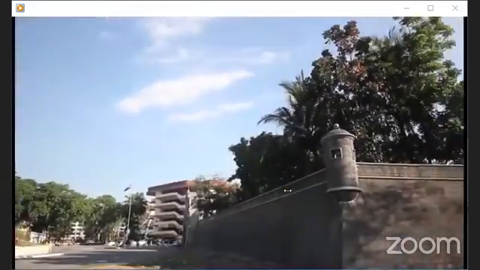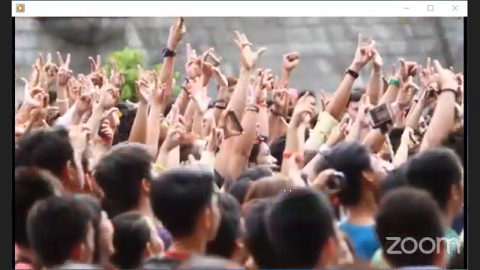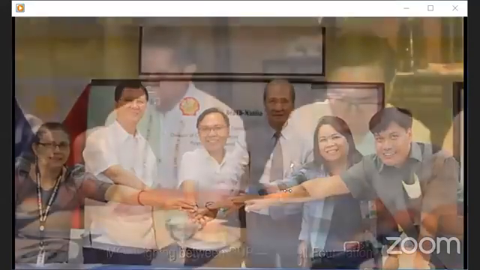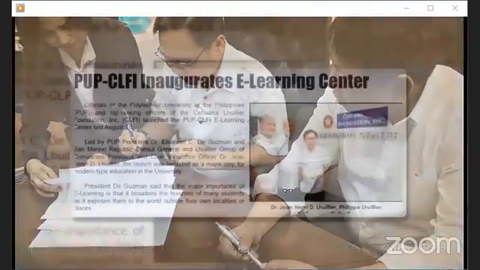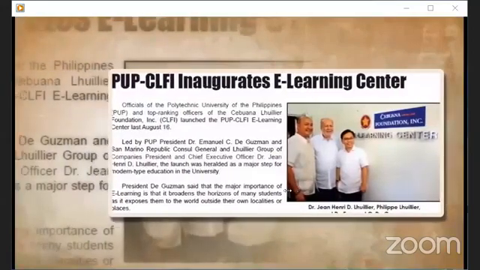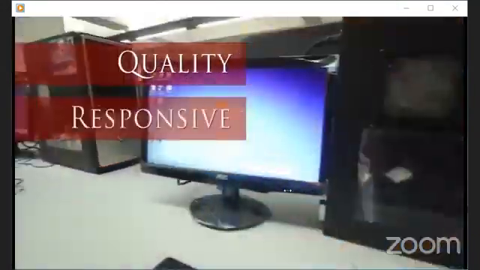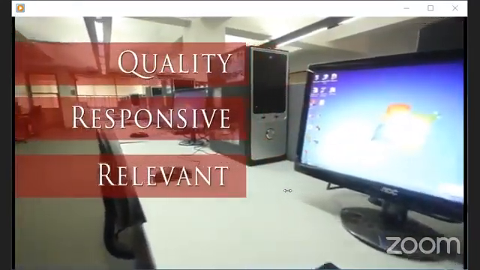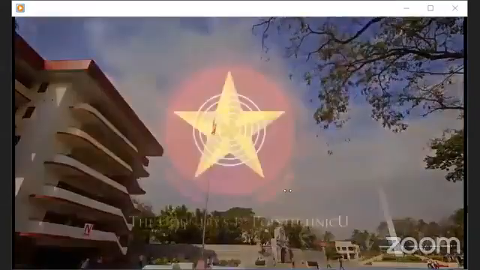It has gone far from what it was more than a century ago. This is mainly due to the support given by the government, the PUP community, and its benefactors. With the combined efforts, PUP will continue to be a partner in nation building and in poverty alleviation for the marginalized sector of the society with quality, responsive, and relevant education as a tool. PUP, the country's first polytechnic youth.